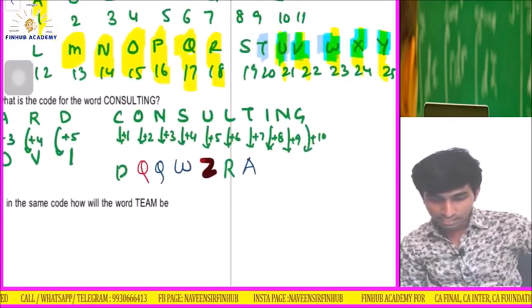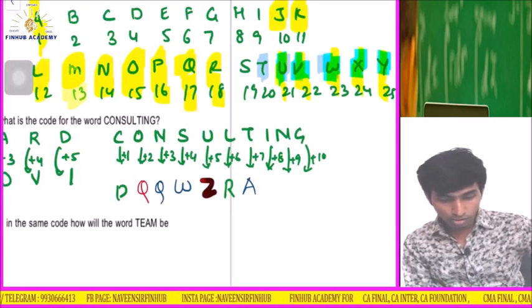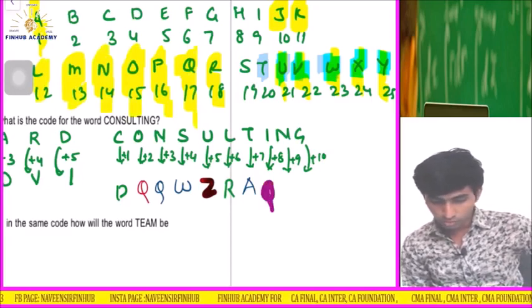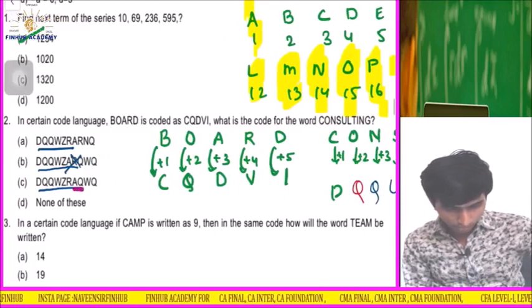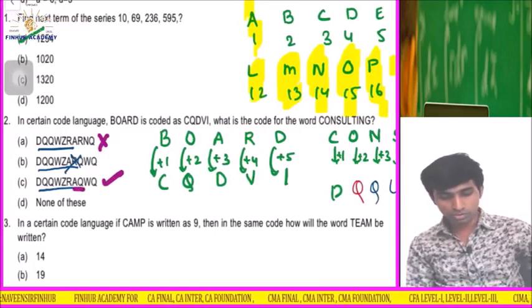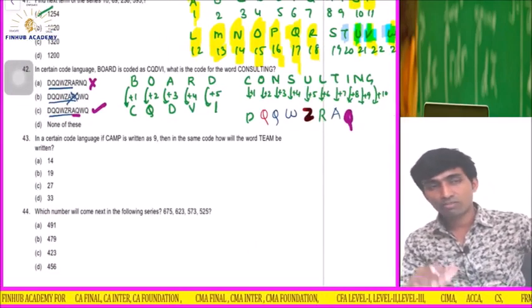I plus 8. I is here: 1, 2, 3, 4, 5, 6, 7, 8. So the answer is Q. So R A Q. Check where you can get R A Q. Here there is no Q. So this is the answer, R A Q. You can cross verify also. Okay, you have understood how to solve. So from N take the 9th, from G take the 10th.